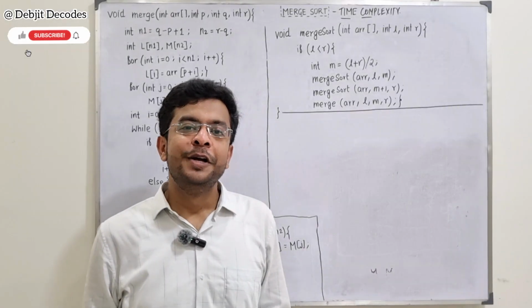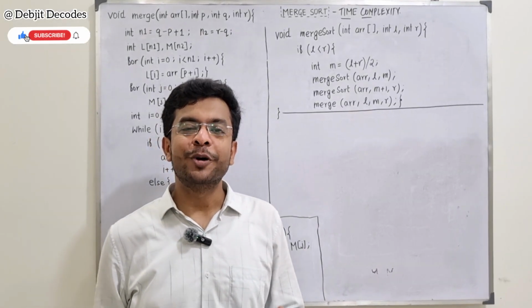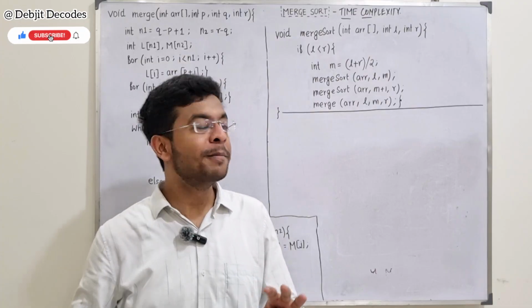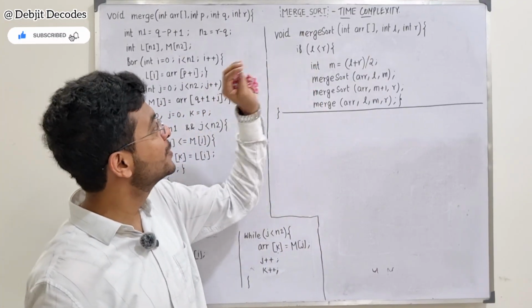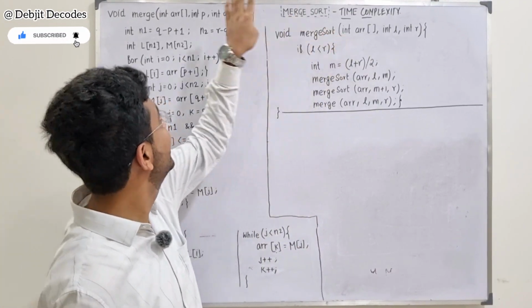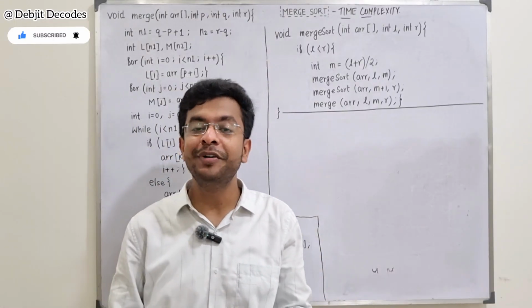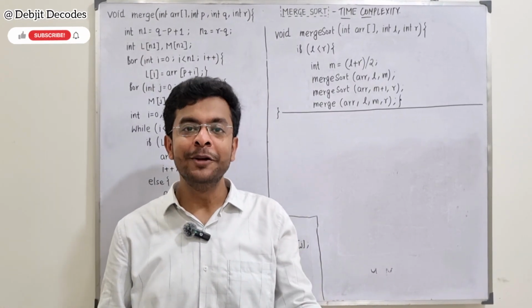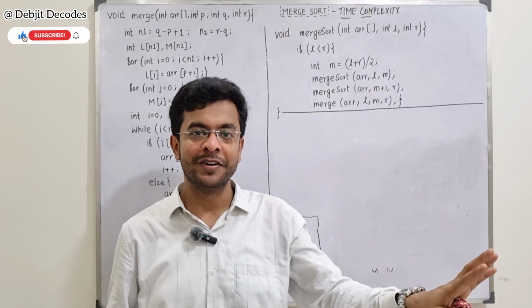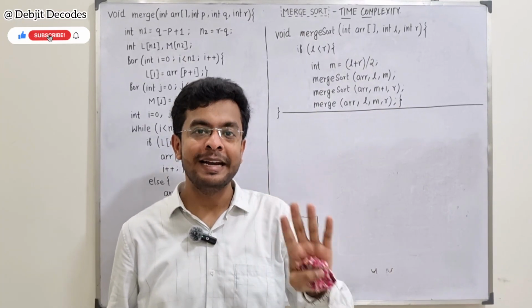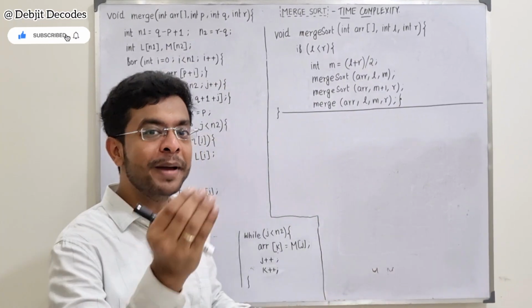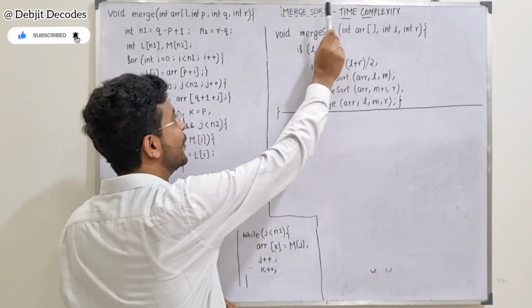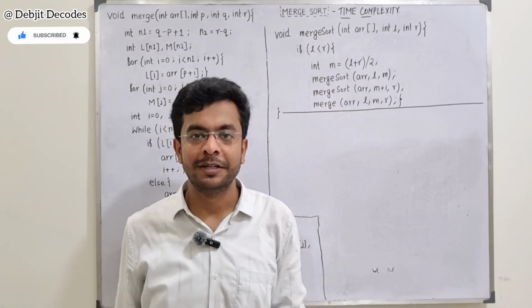Hello everyone. In the last video, we talked about how the whole merge sort is working. We talked about this whole code: what the merge sort function is, how this merge function is working, everything in a very detailed manner. So I would recommend you first watch that video for absolute clarity of understanding. Then you come back to this video for the time complexity analysis of merge sort.